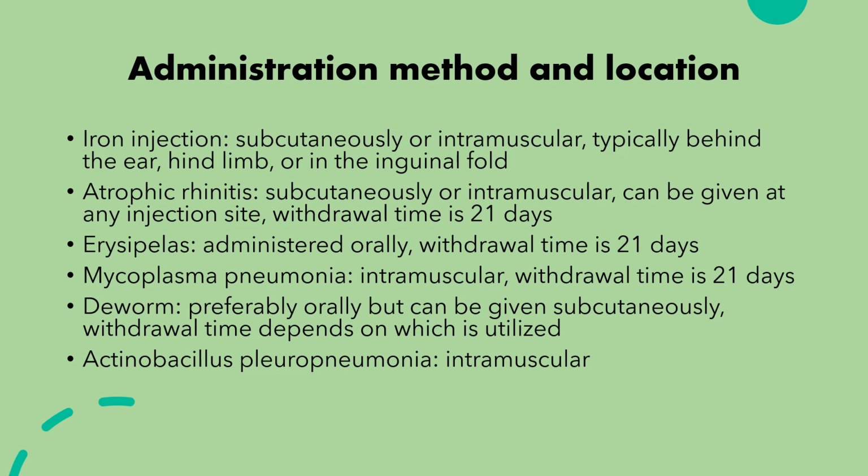Mycoplasma pneumonia is given intramuscularly, and the withdrawal time is 21 days. Dewormer preferably will be given orally, but it can also be given subcutaneously. Withdrawal time just depends on which you end up using, like which brand, which form of dewormer. And then Actinobacillus pneumoniae will be given intramuscularly. It can be given at any injection site as well. There's no withdrawal time for the Actinobacillus pneumoniae, and there's no withdrawal time for the iron injection. That's only given once, in the first few days of a piglet's life.